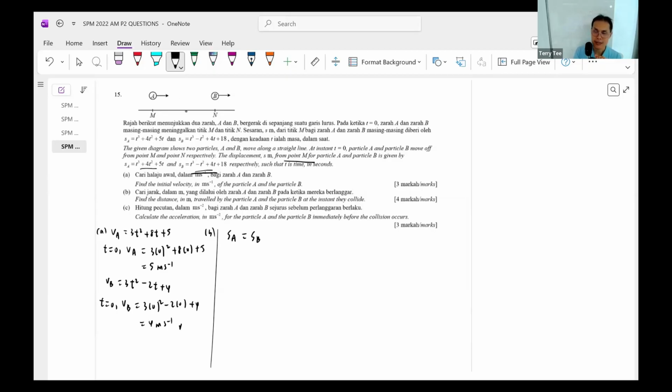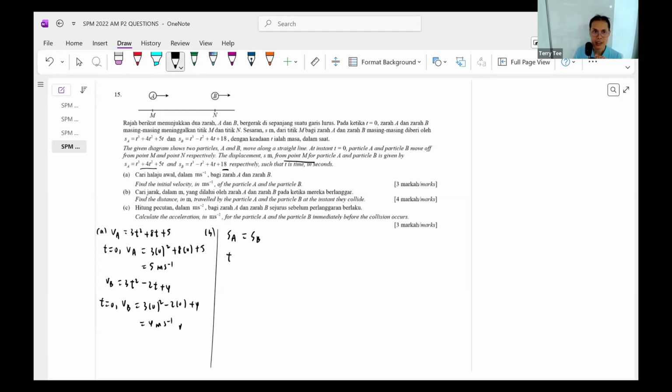So you don't go and plus the distance, right? Although B is ahead of A, when you take T equals 0 in this equation, you get 18. So it's actually 18 meters ahead of A. So never mind, we just substitute inside.